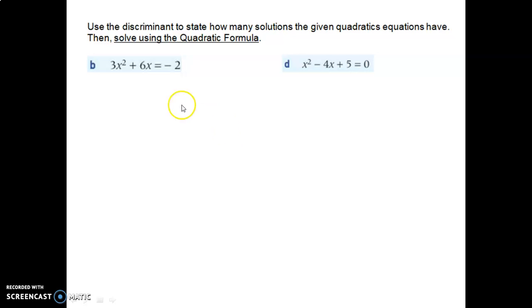Next, with these ones, sometimes we cannot solve by factoring, right? So here, find the discriminant and tell us how many solutions there should be for this one and this one. Don't worry about using the quadratic formula. These are ones we've already done when we studied that. Just tell me how many solutions for each.